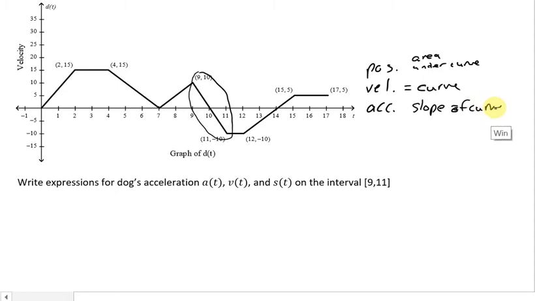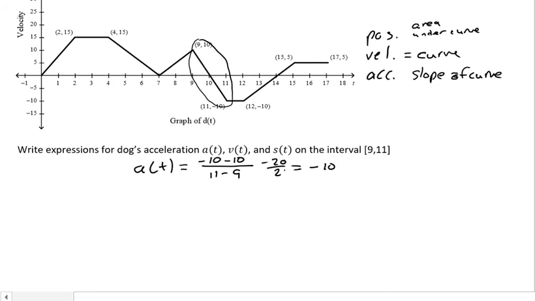Well, the slope of the curve we can figure out. We have 2 points. We have the 2 endpoints. So a of t is going to equal that slope, which is negative 10 minus 10 over 11 minus 9, which is negative 20 over 2, or negative 10. So our acceleration is just negative 10. That is our acceleration function.